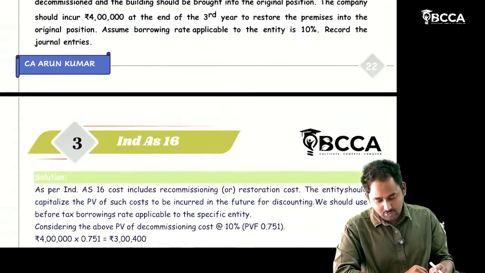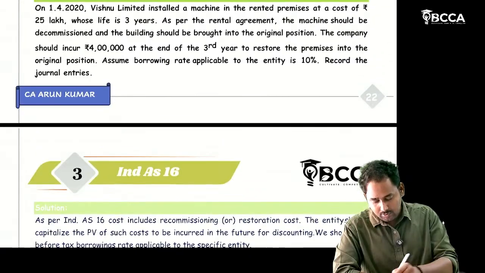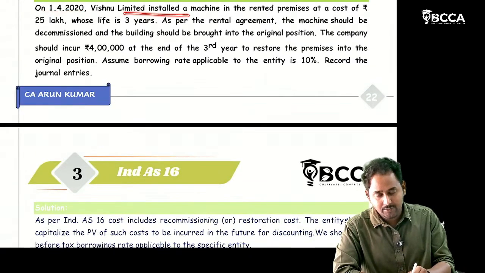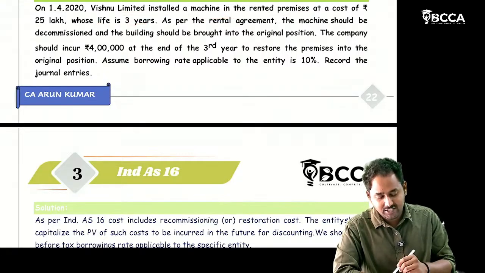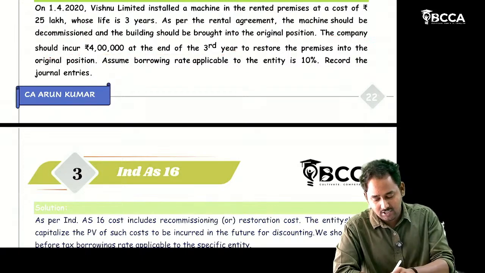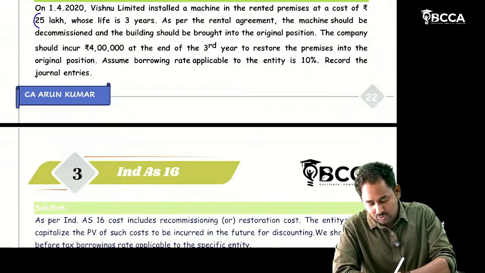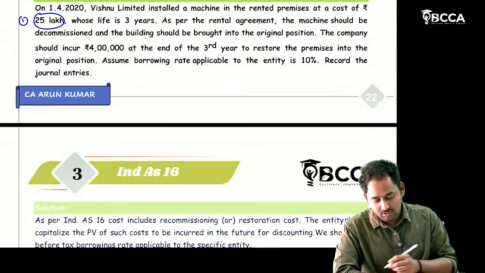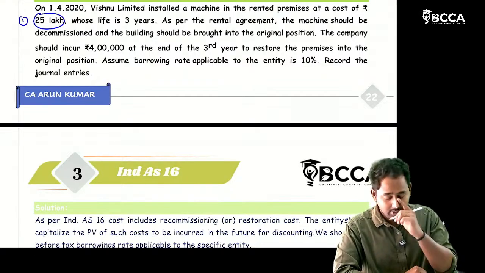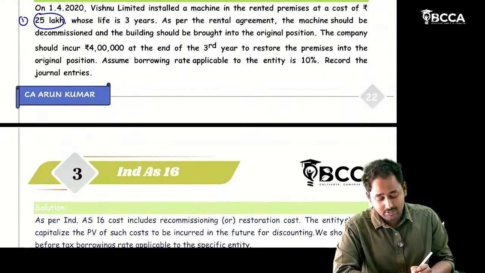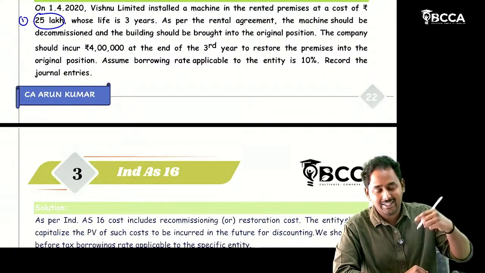Then what next is question number 7. On 1420, Vishnu Limited installed a machine in the rented premises at a cost of 25 lakhs, whose life is 3 years. Now as per the rental agreement, the machinery should be decommissioned and the building should be brought into its original position. The company should incur 4 lakh at the end of the third year. So Vishnu Limited purchased a machine, right? What is the cost of the machine? 25. And as per the rental agreement, what are the decommissioning expenses? 4 lakhs. But these 4 lakhs should be incurred at the end of the third year.